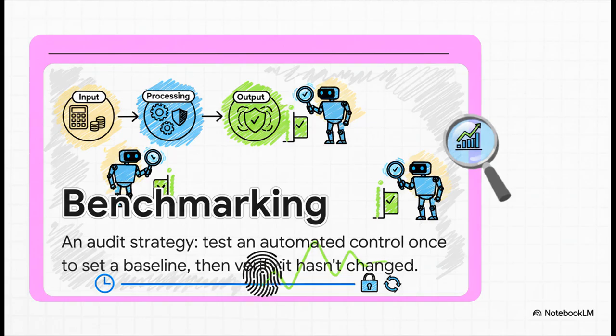They use a strategy called benchmarking. And the logic is pretty simple. An automated control isn't a person. It doesn't have good days and bad days. If it's programmed correctly, it's going to work perfectly every single time, as long as nothing has changed. So auditors test it like crazy one time to create a baseline, and then in future audits, all they have to do is prove that the control hasn't been messed with.